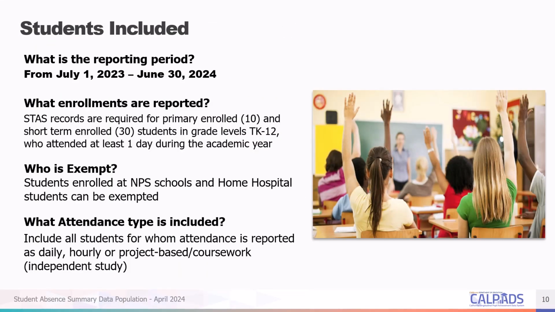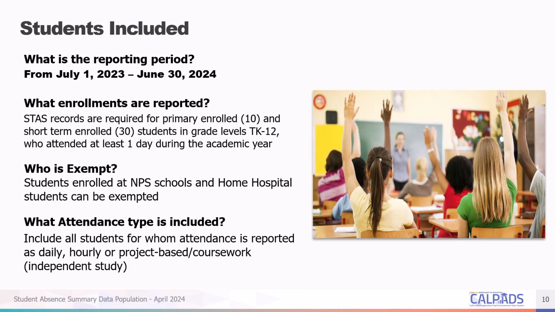Student Absence Summary, or STAS reporting, is part of the end of year 3 data collection. Students included in STAS reports will have an enrollment that was open at some point in the end of year reporting window. This is any enrollment that overlaps the reporting period of July 1st of the prior calendar year to June 30th of the current calendar year.